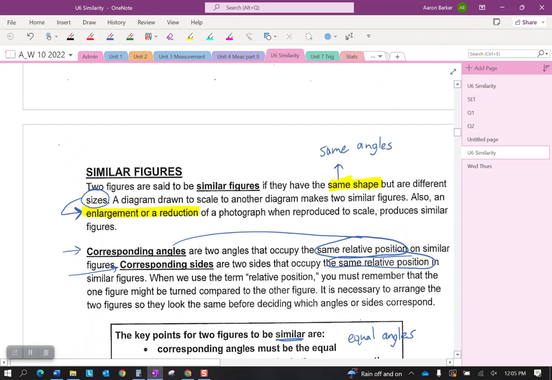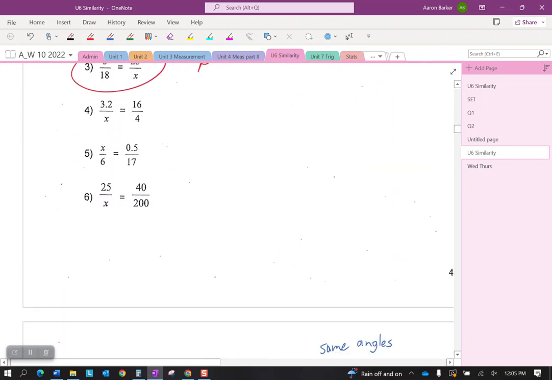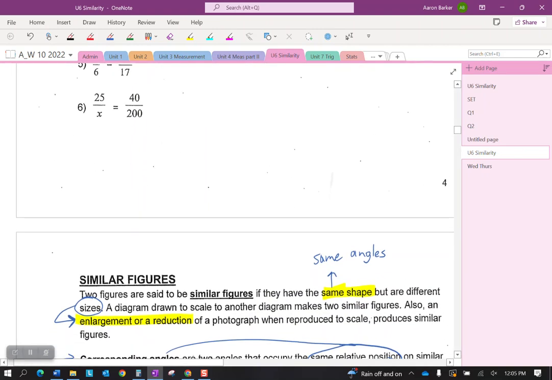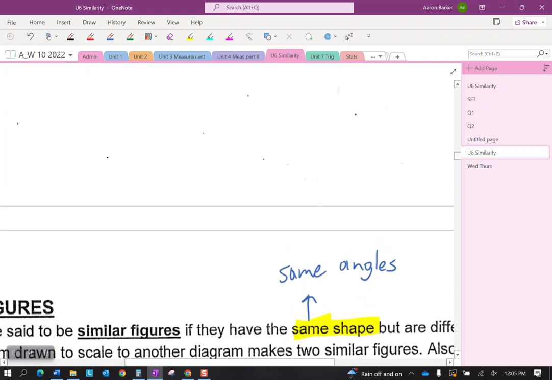Next part, assignment number 2. We're going to do the next lesson as well. So next lesson, now we get into specific stuff for this unit. For this unit, we're looking at similar figures. What does that mean? It means that you have the same shape. In other words, the figure has the same angles.